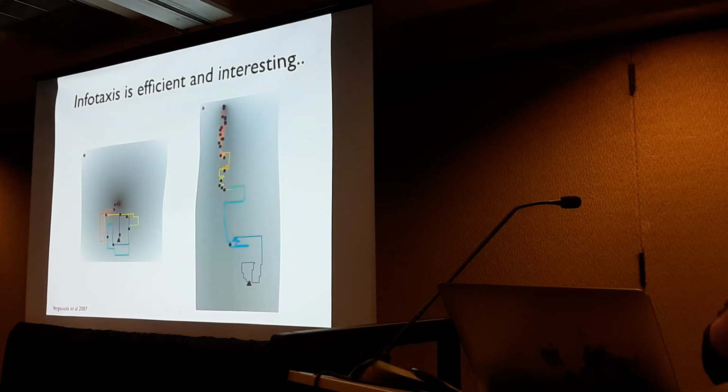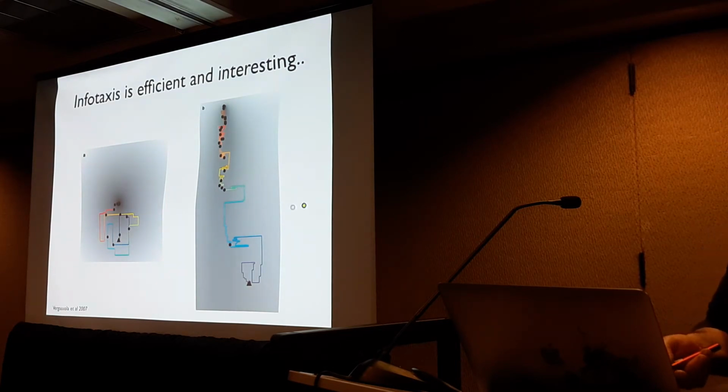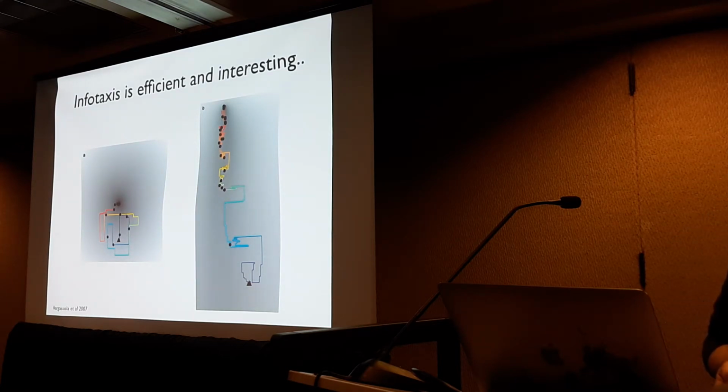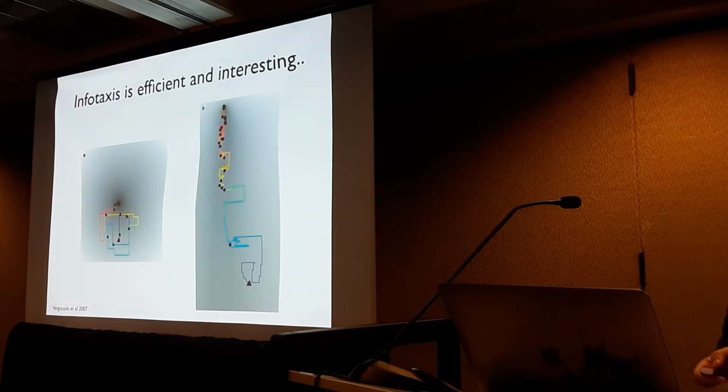So this works remarkably well. This is the example from Vergassola. So the source is in the middle in black. This is the starting point of the agent, and this is the trajectory it follows when there's no wind. This is what it does when there is wind. And they showed this is actually quite close to being efficient, and it also looks so cool and similar to the trajectories of insects flying towards food that everybody was extremely happy about this, including us.